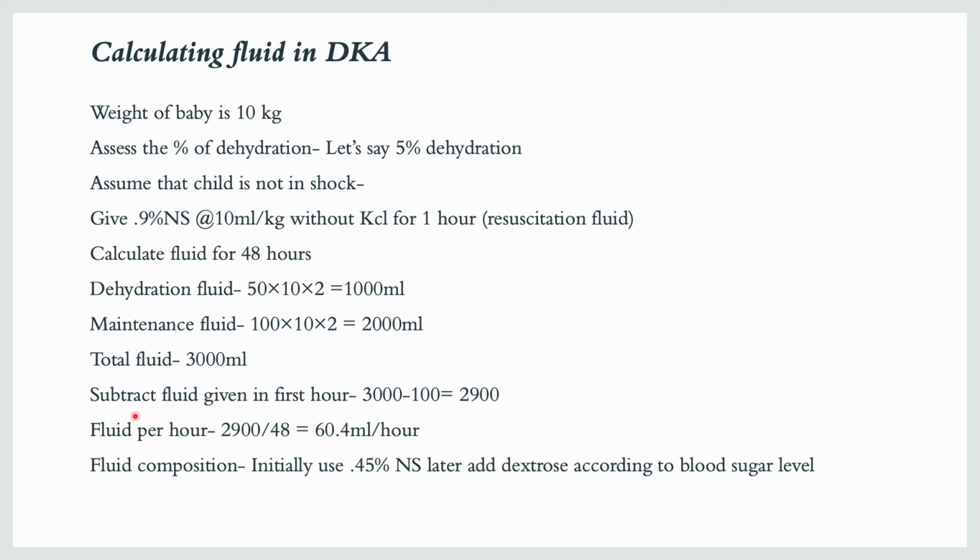I have told you that we have to subtract this fluid. The fluid in the first hour was given at 10 ml per kg, that is 100 ml. So total fluid in 48 hours we have to give is 2900 ml. The fluid per hour will be 60.4 ml, and the fluid composition initially we use is N by 2, 0.45% normal saline. Later we add dextrose according to blood sugar level.